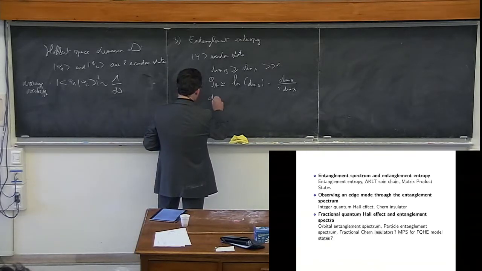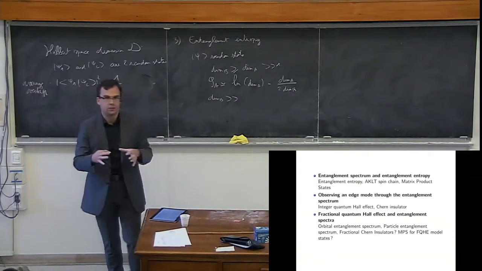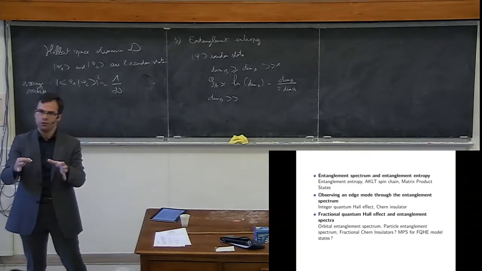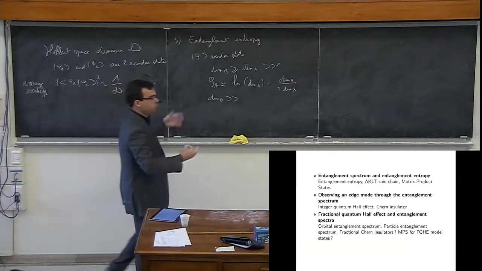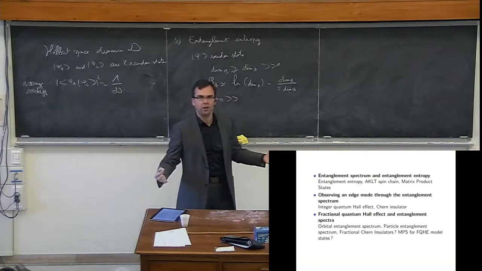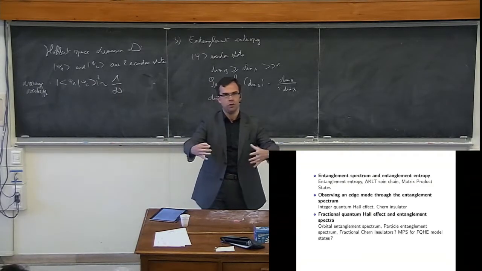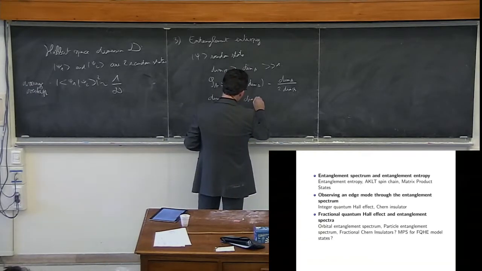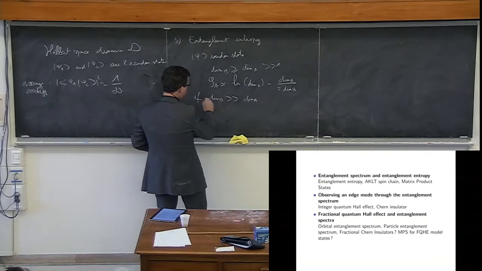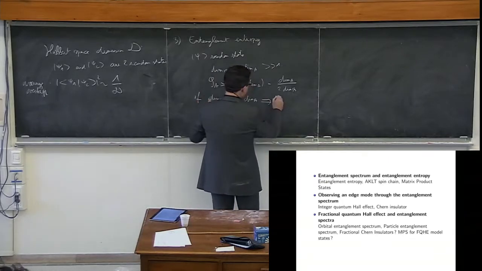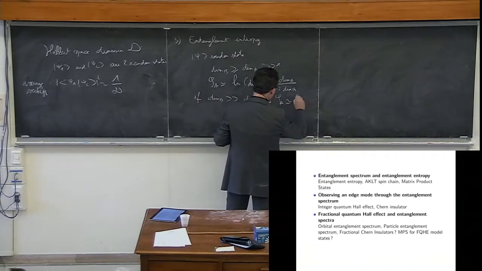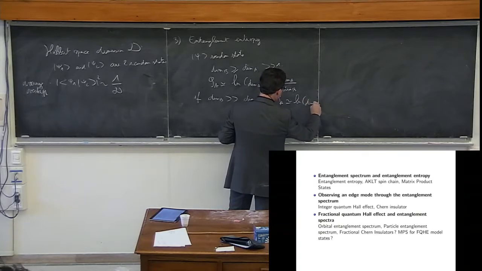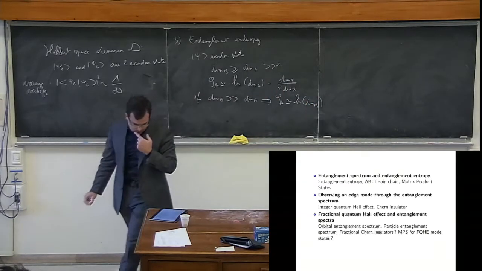Maybe some useful limit. Imagine that your part A is not like a tiny part of your system. Let's say you have 2,000 spins 1/2, and you look at the entropy of a group of 100. So this will just be something like the log of the dimension of A.